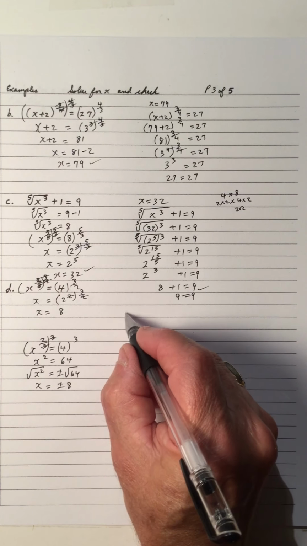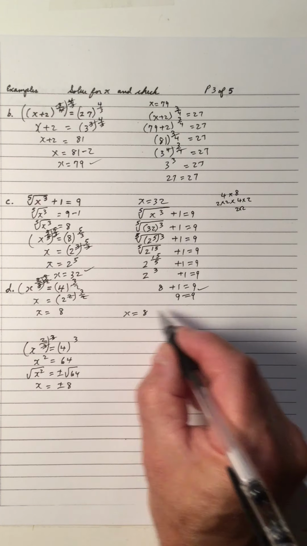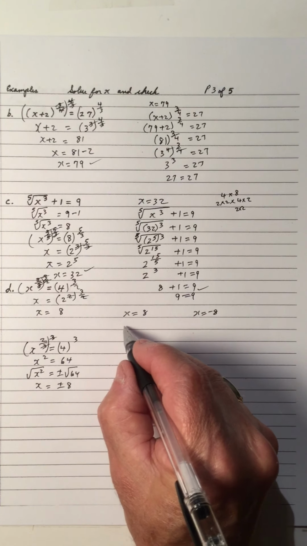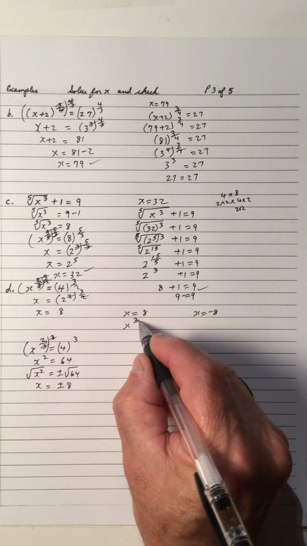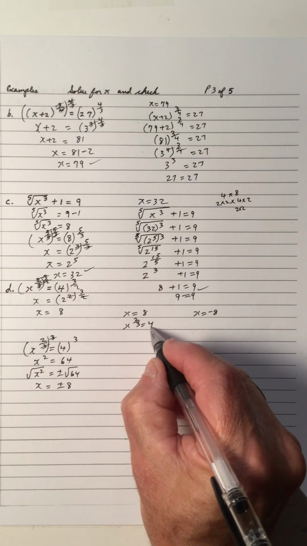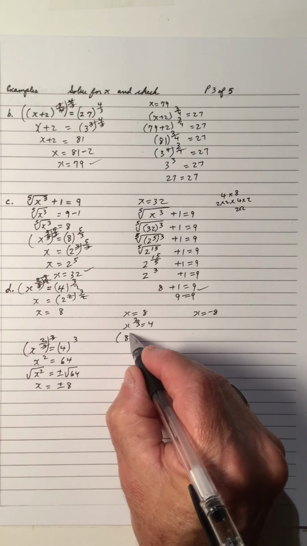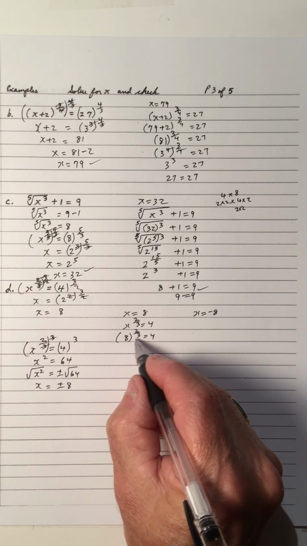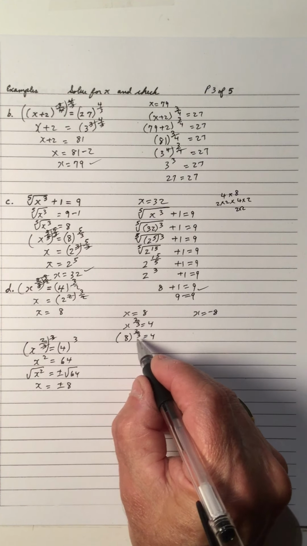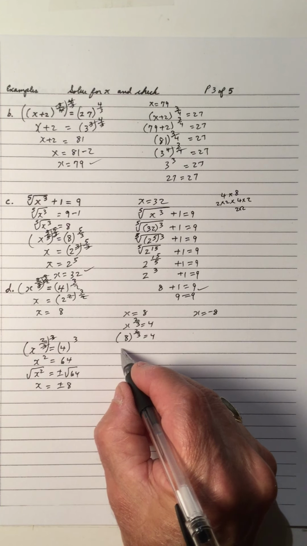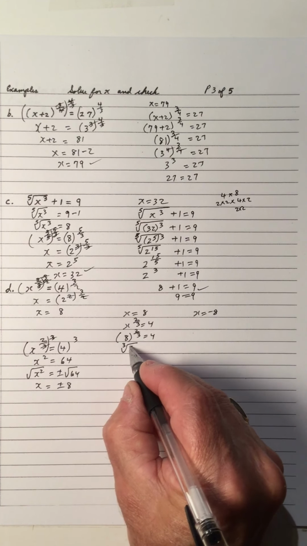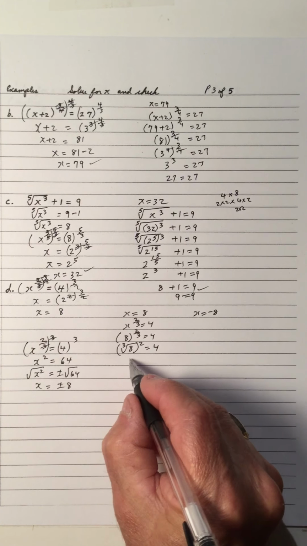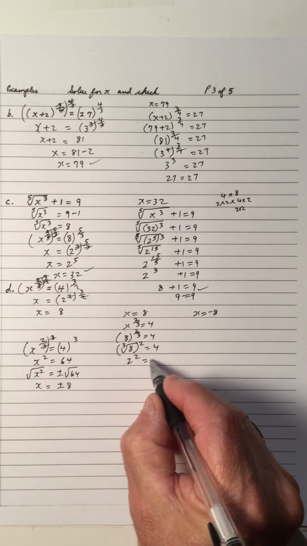So let's check the 8 and let's check the negative 8 to see if both of them work. So I have x to the 2/3 equals 4. 8 is my root, and I could do 2 cubed, or I could just do the cube root. I'm just doing a variation. That's the cube root of 8 squared. Cube root of 8 is 2.